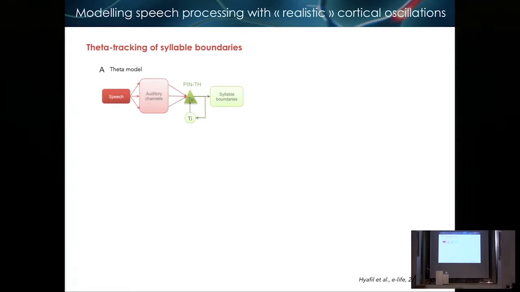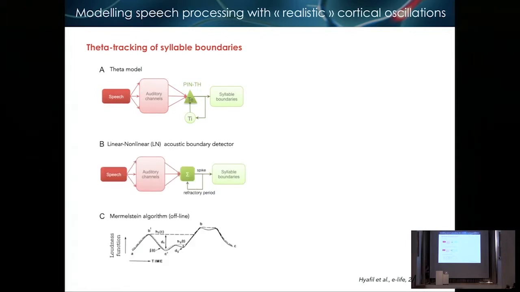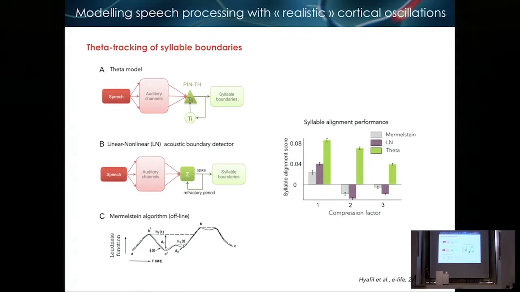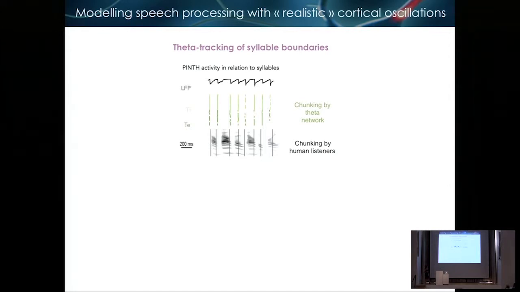We wanted to first assess whether a theta oscillator built that way with some biological plausibility could really play a role in speech segmentation, syllable segmentation. So we compared the model, which is what we call a PINF, in comparison with the PING for gamma, with some models that are more simple, just a simple acoustic boundary detector. We also compared it with a state-of-the-art algorithm for syllabification, the Mermelstein algorithm, which works offline. When we compared, we found out that the theta oscillator is actually the one that does the best. The interest of this is that it works online, whereas the Mermelstein algorithm works only offline. If you compare what the theta oscillator does with human listeners, you see that it's pretty good.